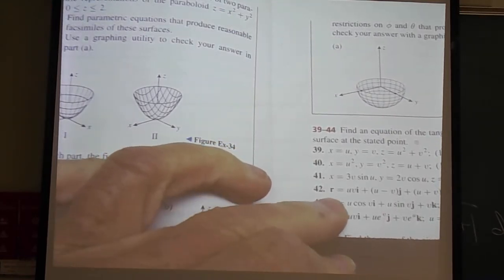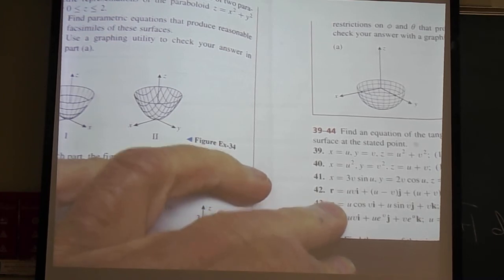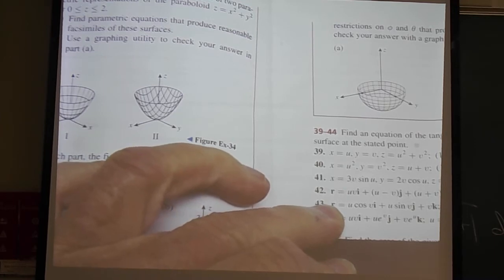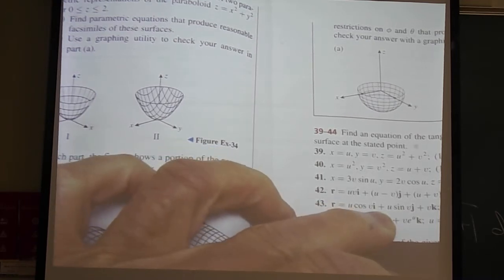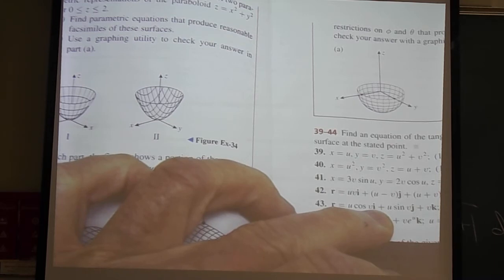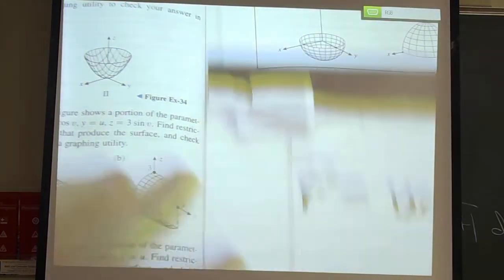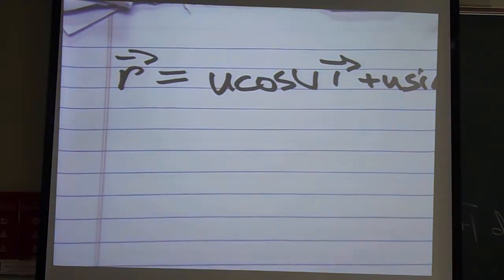Suppose that r is equal to u cosine v i plus u sine v j plus v k. Sorry, I've been drawing on this other page and not showing it to you. I just didn't get it up there. There we go.